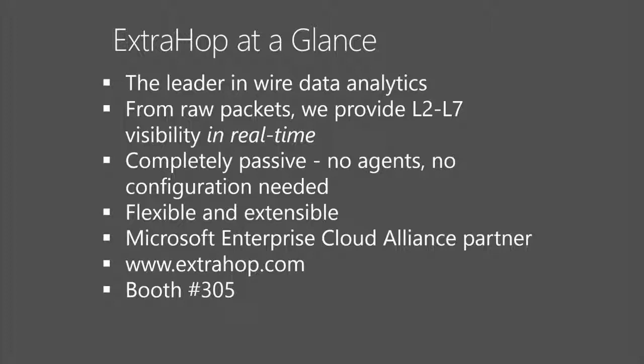We're flexible and extensible. I'm going to show you just an example of how we're flexible and extensible. As mentioned before, we're passive, so there are no agents installed. This is strictly acting on packet data copied off to us. So we're not in line of the traffic. We're not actually in the packet path. We're just getting a copy of it.